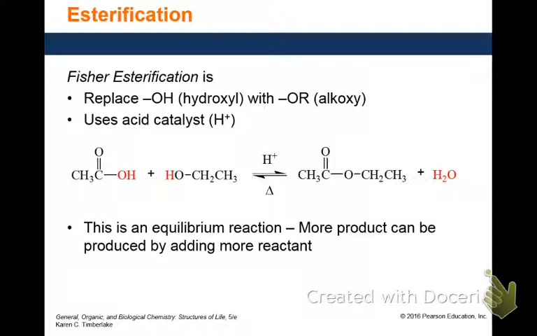And you'll notice what happens in this reaction. There's the carboxylate group, the OH. That gets replaced by that, including the O. That means everything else that comes off, what does that make? Makes a water. That makes this water that's over here.